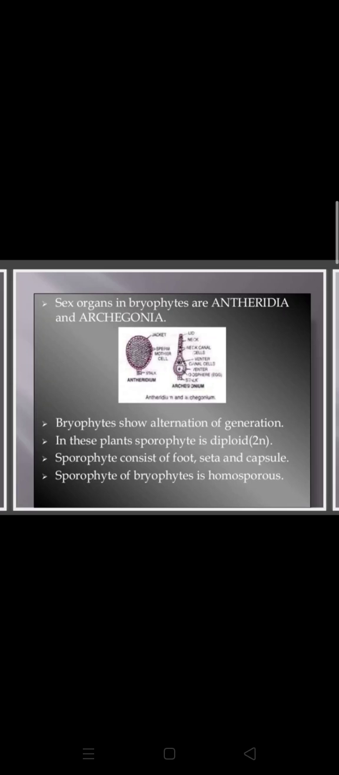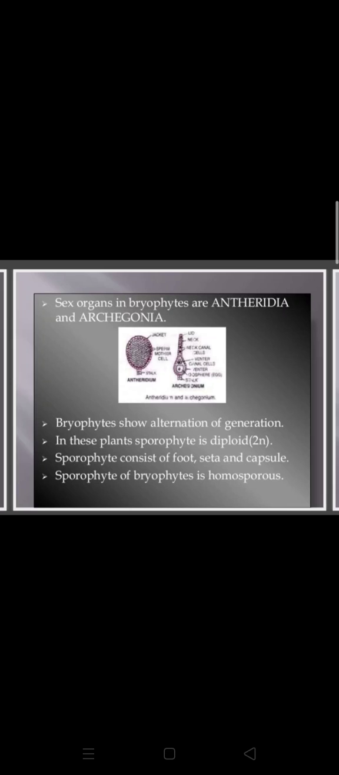In these plants, sporophytes are diploid. Sporophytic body is the diploid form. But the dominant part of the bryophyte is the gametophytic plant body. Okay. An important point regarding bryophytes, from which it differs from other groups, is that the sporophyte consists of foot, seta and capsule. Okay. Next point, the sporophyte of bryophyte is homosporous.